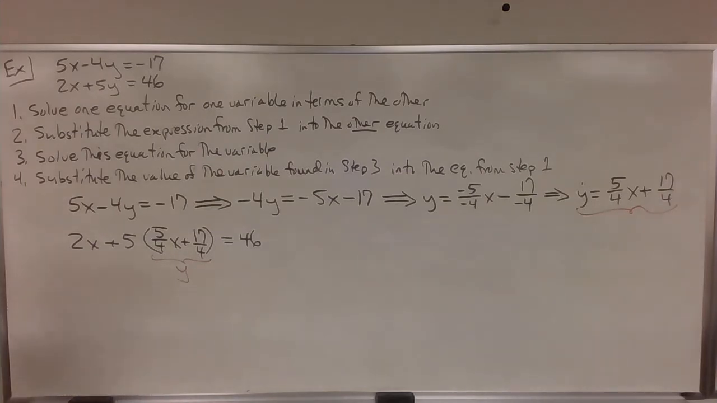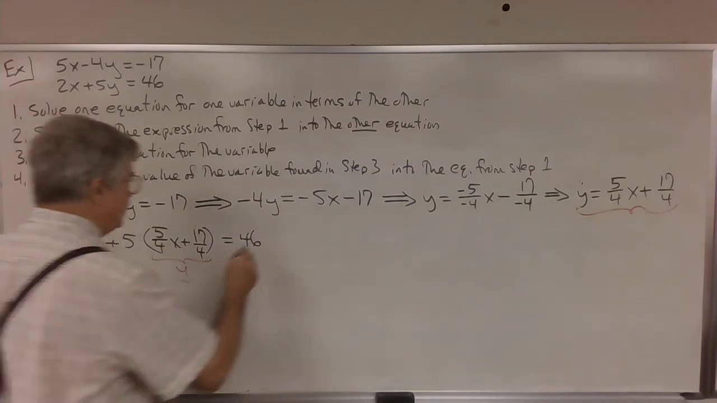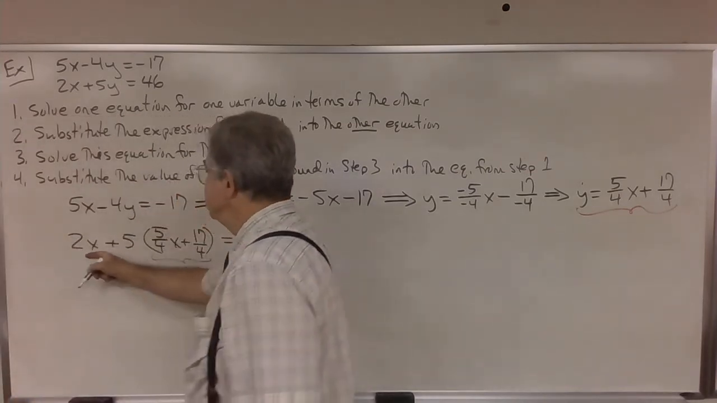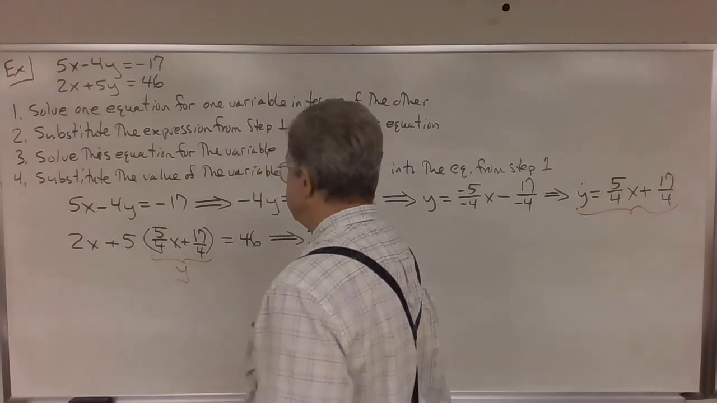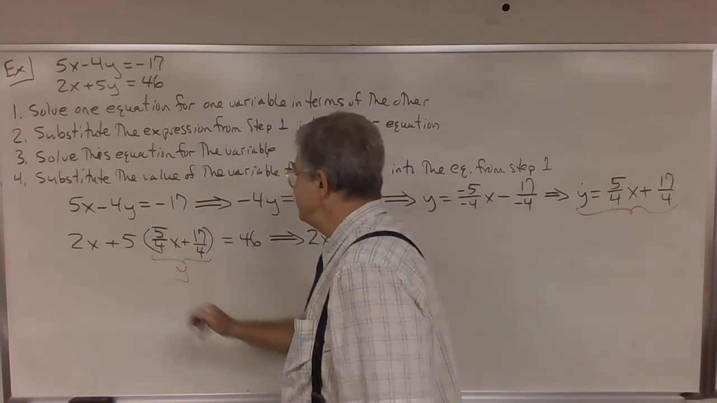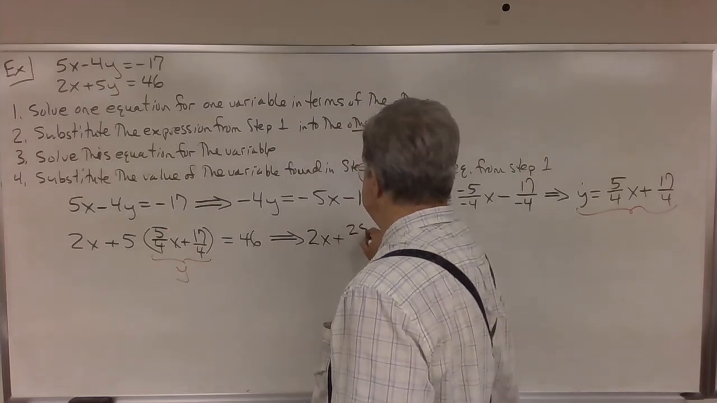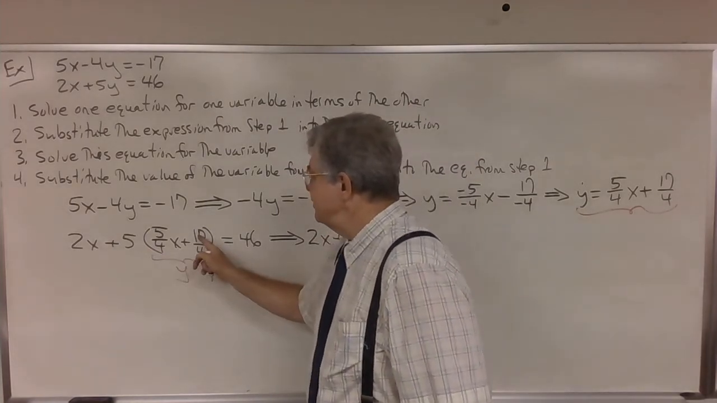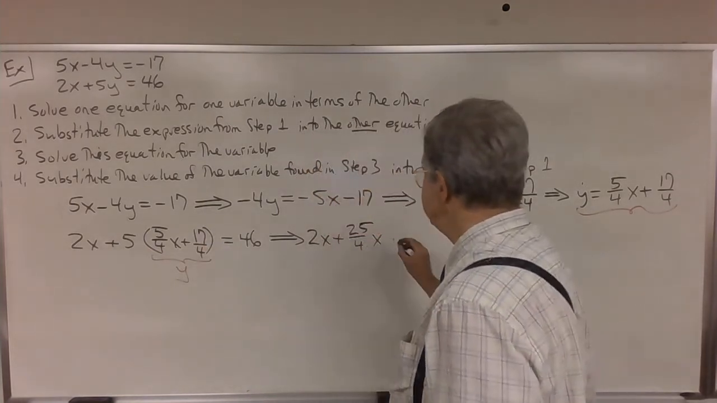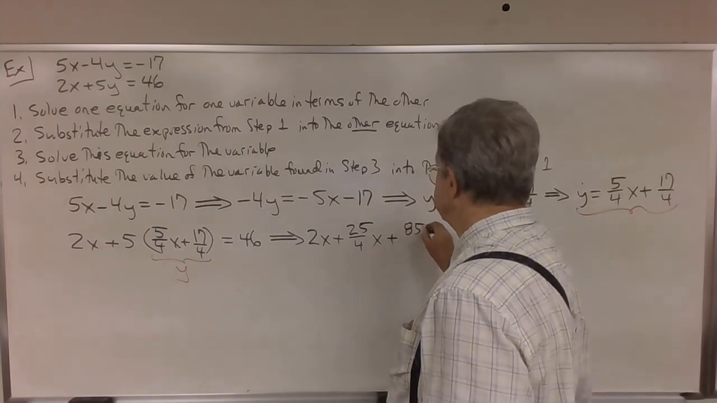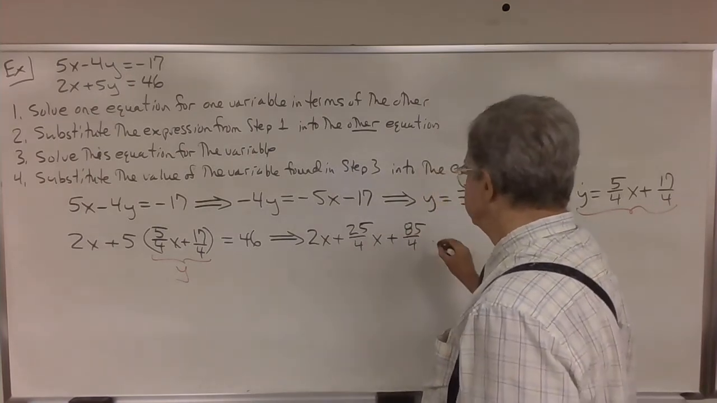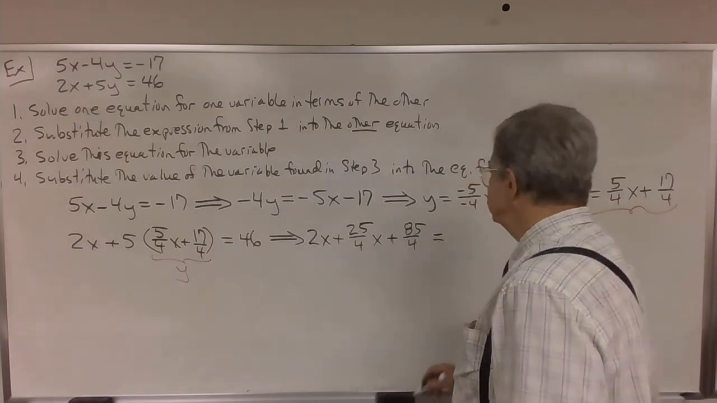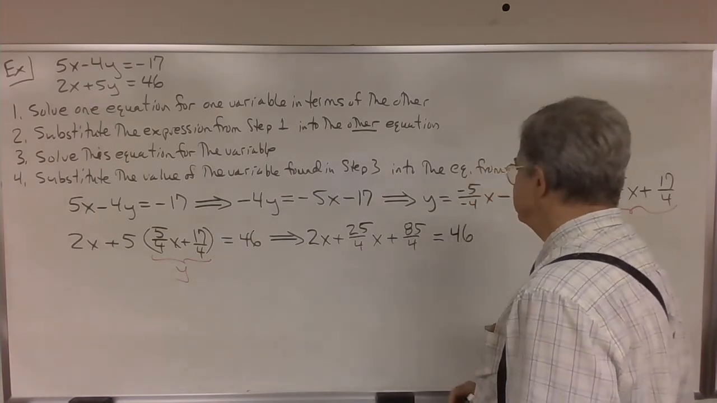And then step 3 says solve this equation for the variable x. Okay. 2x plus 5 times 5/4 is 25/4. 5 times 17, holy moly, what is that, 85? Equals 46, holy moly.